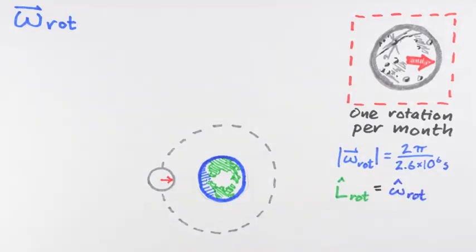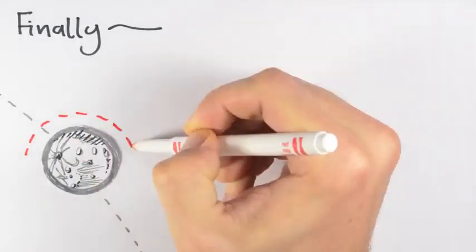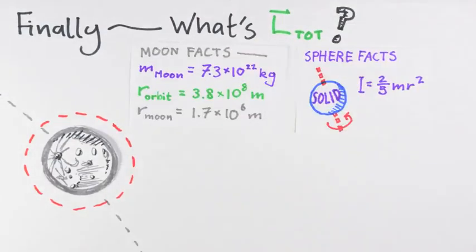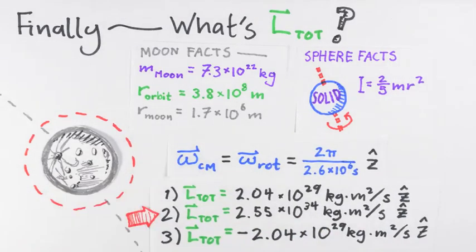The right-hand rule tells us which direction the angular momentum points. In this example, out of the screen, in the positive z direction. Finally, with all of these pieces together, we're set to figure out the total angular momentum of the Moon. What is it? The correct answer is shown here.